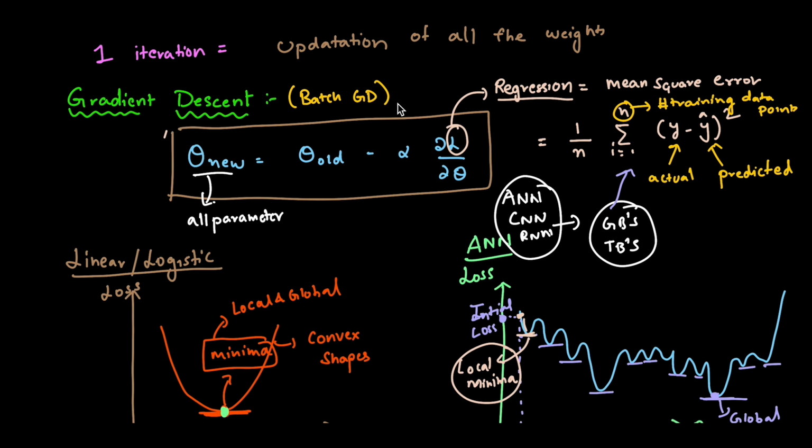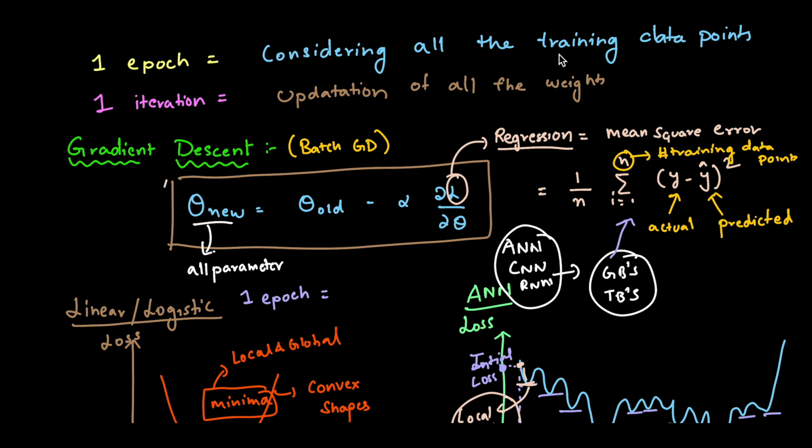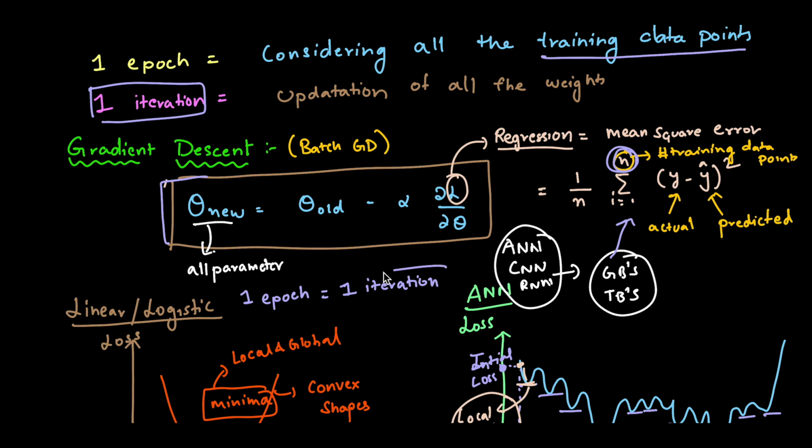And let's say if you are trying to do simple gradient descent, then in one epoch, how many iterations will we do? What is one epoch? One epoch is nothing but considering all the training data points that we have. And what is one iteration? One iteration means the updation of all the weights. So if we are applying this formula, that means that we are updating all the weights. So we are doing one iteration, but within this one iteration, how many data points are we covering? We are covering all the n training data points that we have. So that's why in case of simple gradient descent, one epoch is equal to one iteration. Okay, I hope this point is clear.